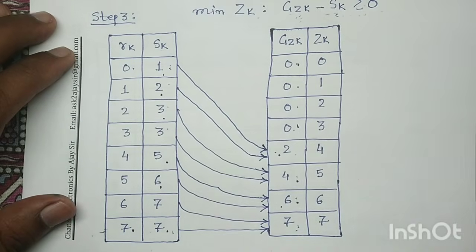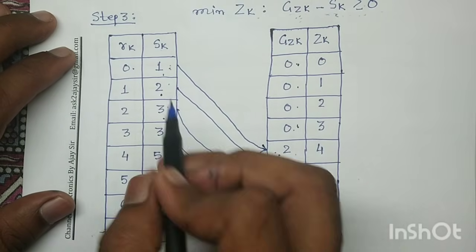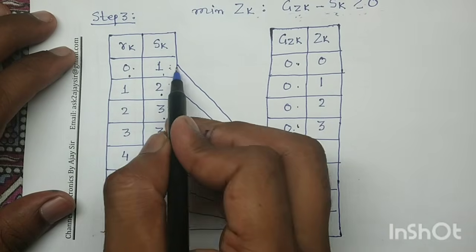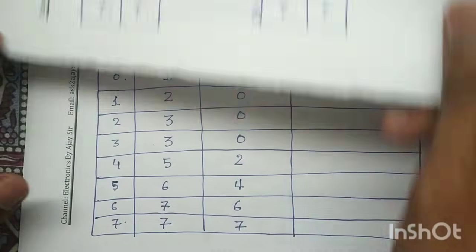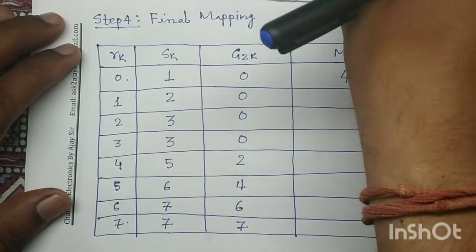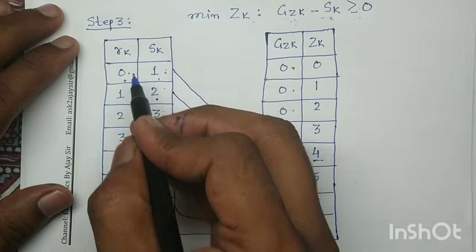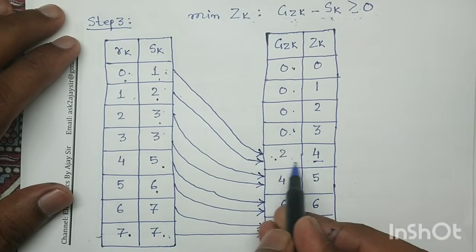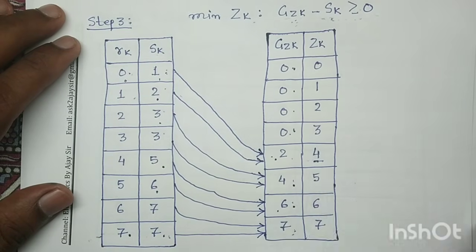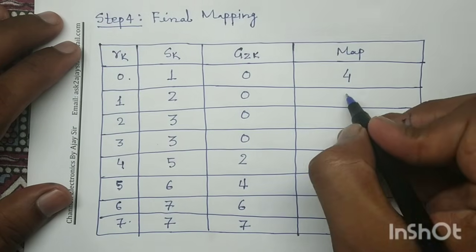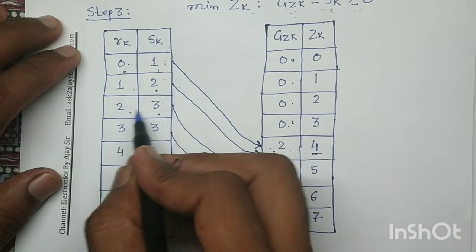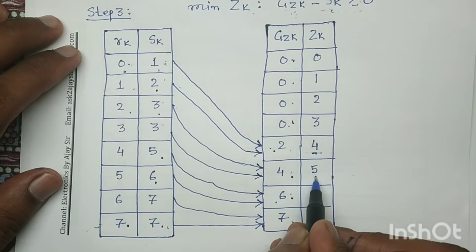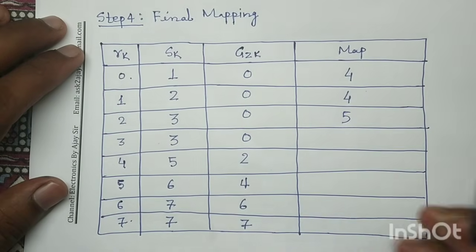Now look at this mapping. When RK is equal to 0, it is mapped with ZK equal to 4. So I will write here 4. Next, when RK is equal to 1, it is mapped with ZK equal to 4. Similarly, when RK is equal to 2, it is mapped with ZK equal to 5. So I will write here 5.